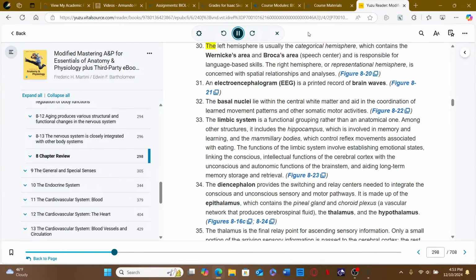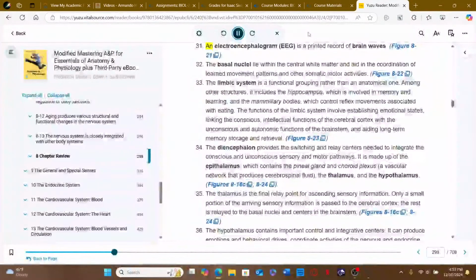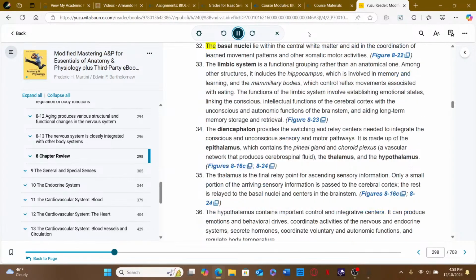Figure 8-19. The left hemisphere is usually the categorical hemisphere, which contains Wernicke's area and Broca's area, the speech center, and is responsible for language-based skills. The right hemisphere, or representational hemisphere, is concerned with spatial relationships and analyses. Figure 8-20. An electroencephalogram, EEG, is a printed record of brain waves. Figure 8-21. The basal nuclei lie within the central white matter and aid in the coordination of learned movement patterns and other somatic motor activities.